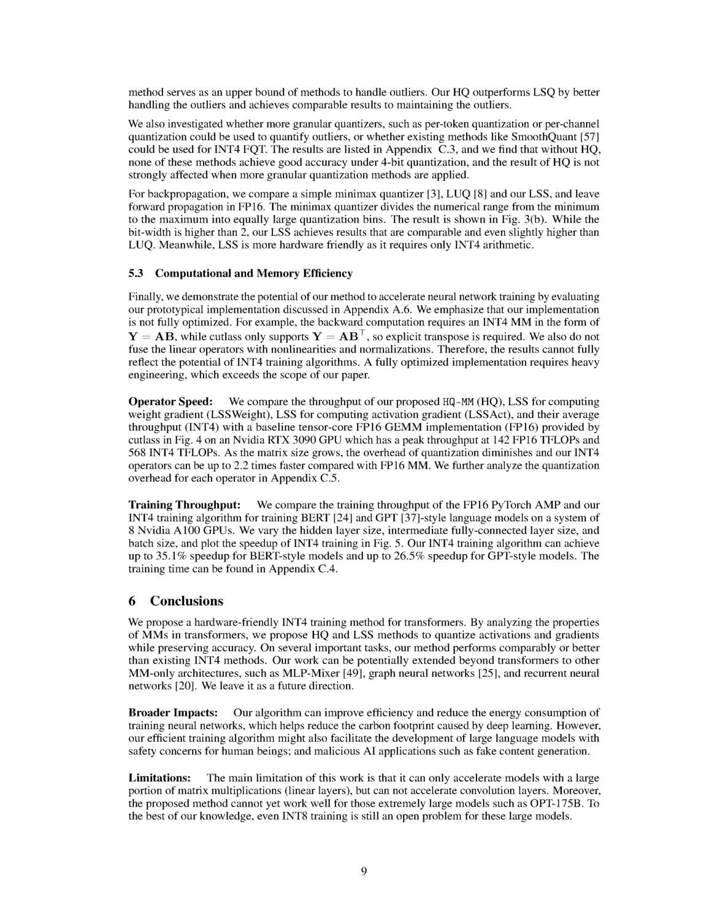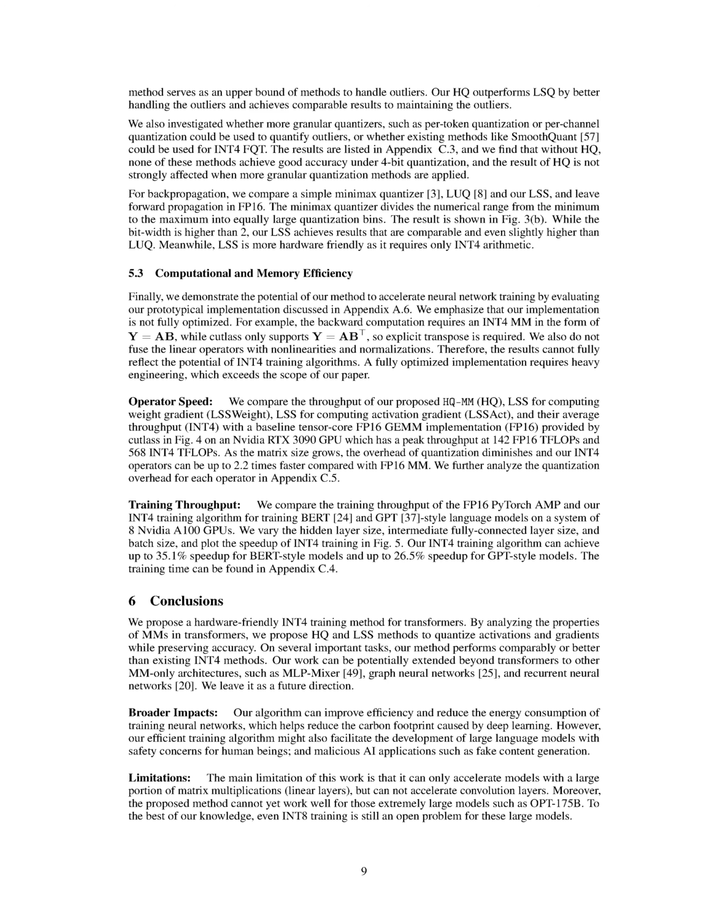Section Summary. The authors demonstrate the potential of their method to accelerate neural network training by evaluating their prototypical implementation, which is not fully optimized. They compare the throughput of their proposed HQ MM, LSS for computing weight gradient, LSS for computing activation gradient, and their average throughput with a baseline Tensor Core FP16 GEMM implementation provided by Cutlass on an NVIDIA RTX 3090 GPU. As the matrix size grows, the overhead of quantization diminishes and their int4 operators can be up to 2.2 times faster compared with FP16 MM.